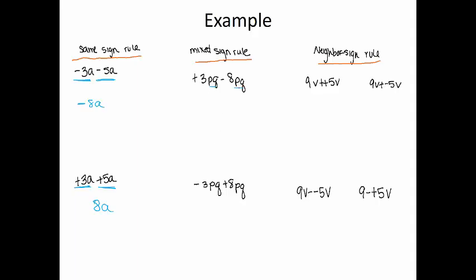Here we have PQ and a PQ, so we have 3 positive PQs and 8 negative PQs. We have more negatives. How many more negatives? We have 5 more negatives. So we're going to be left with negative 5 PQs when we combine those. Here we're going to have more positives. And how many more positives? Well, the difference between 8 and 3 is 5.